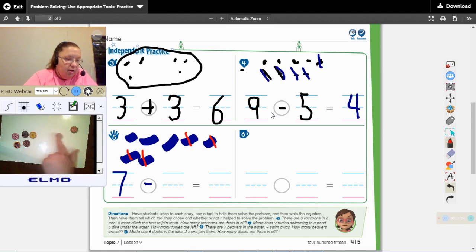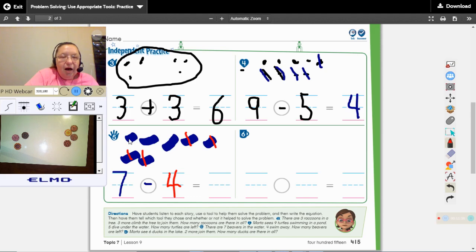1, 2, 3, 4. How many are left? Well, first of all, write your 4 right here because that's how many we're taking away. How many are left? 1, 2, 3. 3 are left, and I have 3 right here. Let's look at number 6.